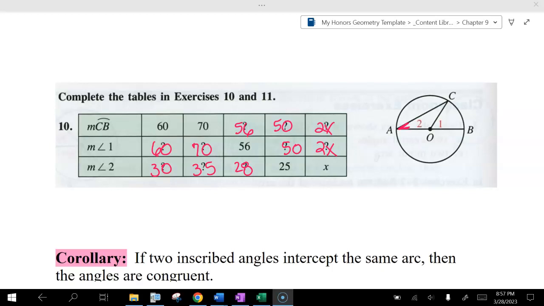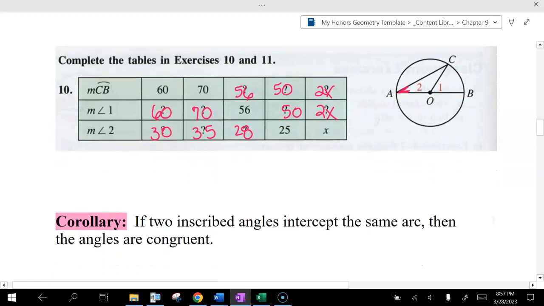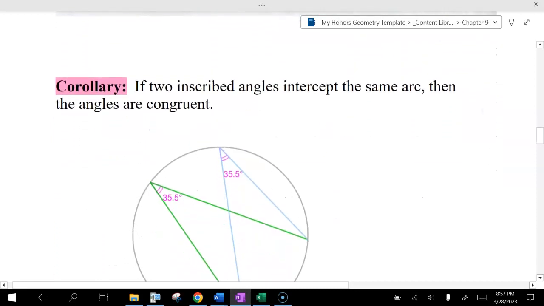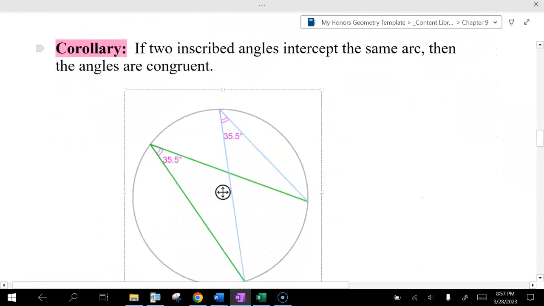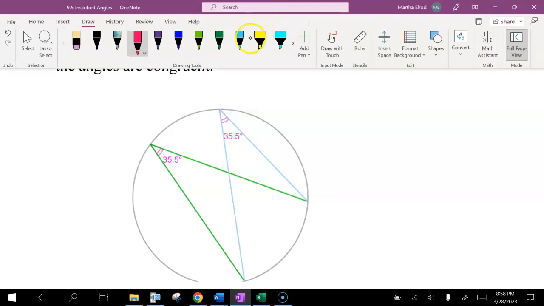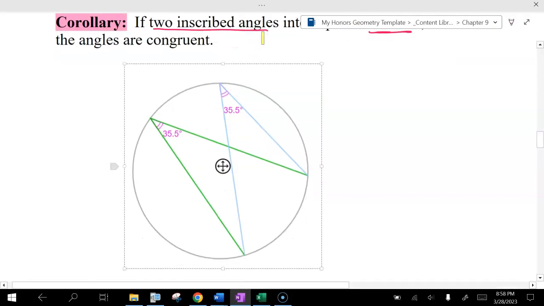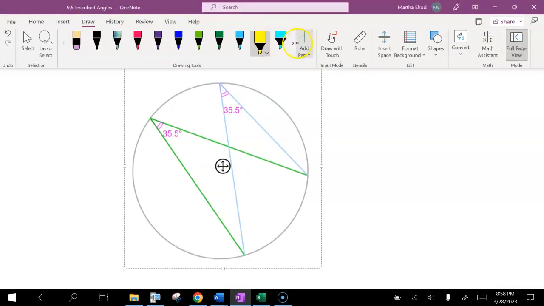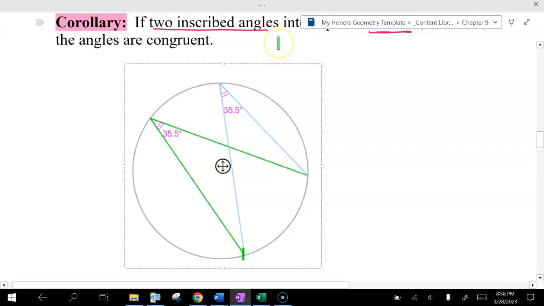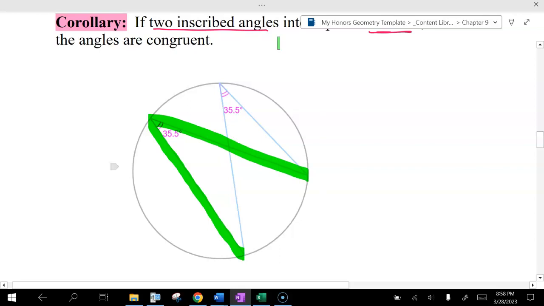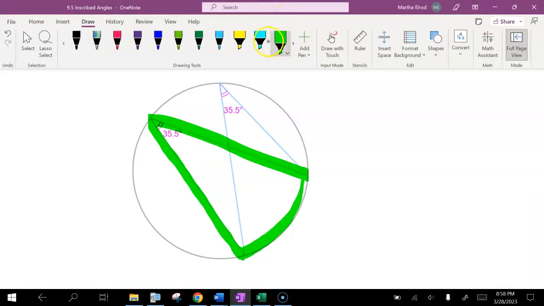So this corollary is going to be built upon the theorem that the inscribed angle is half the intercepted arc. And what this corollary tells us is if we have two inscribed angles that intercept the same arc, then the angles have to be congruent. So here if we take a look at this picture, we have a green angle, and it's already measured at 35.5 degrees. And you notice here that it intercepts this arc that I'm highlighting in green.